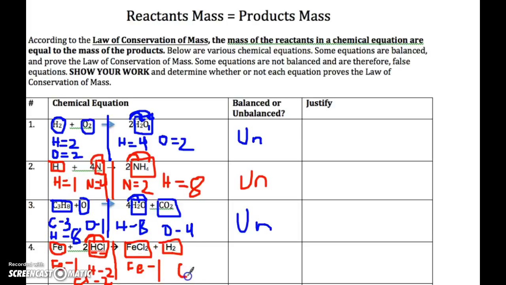For chlorine, I have 2, and hydrogen, there's no coefficient, there's only a subscript, there's 2. In this case, 1 iron, 2 chlorine, 2 chlorine, 2 hydrogen, 2 hydrogen. This is a balanced equation because the mass of the reactants is equal to the mass of the products. You are on your own for the rest.